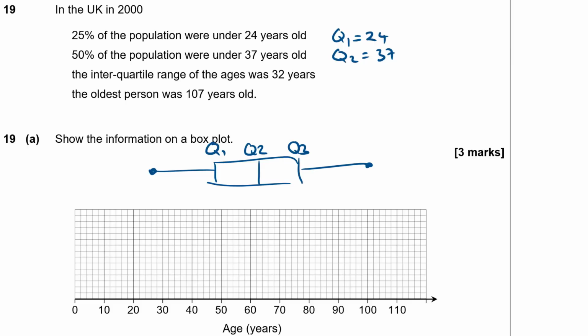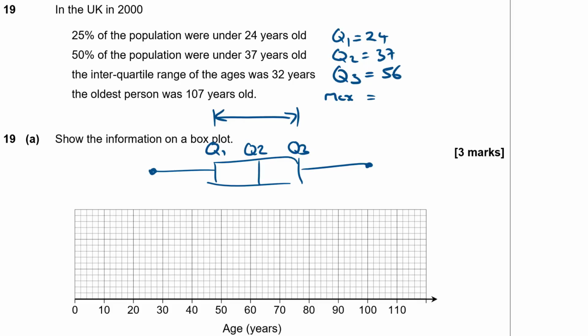Now the interquartile range was 32. Now the interquartile range is the distance between the upper and the lower quartile. So we can use our lower quartile 24 and the interquartile range to work out where the upper quartile is. 24 plus 32 gives us 56. So Q3 is at 56. Now the oldest person was 107 years old, so that's given us the maximum value.